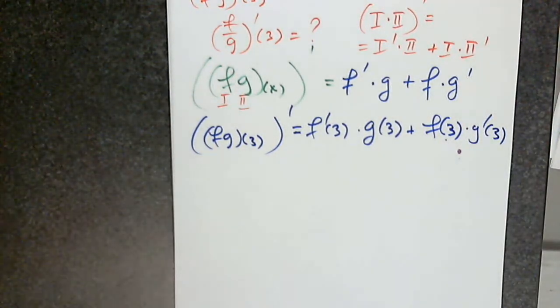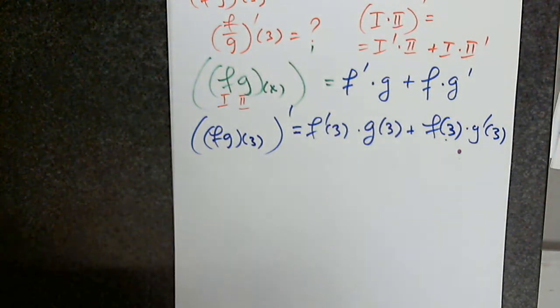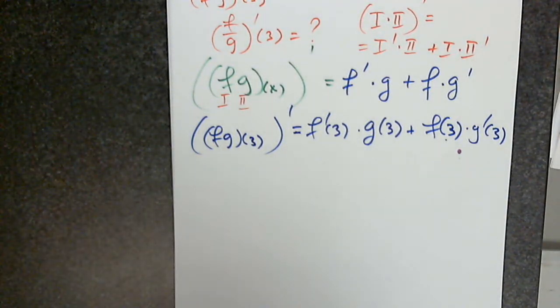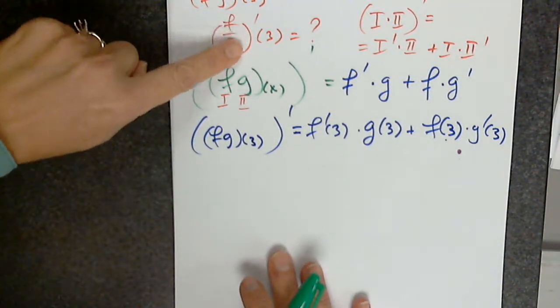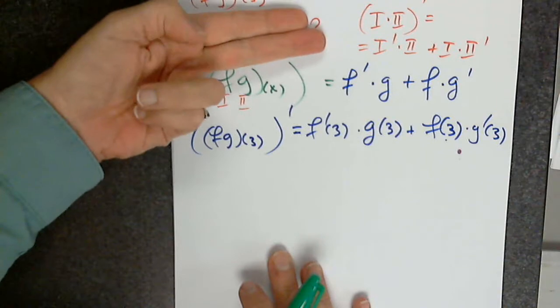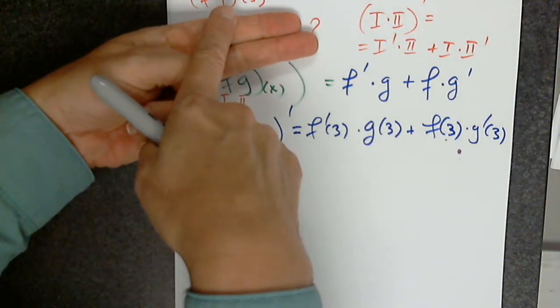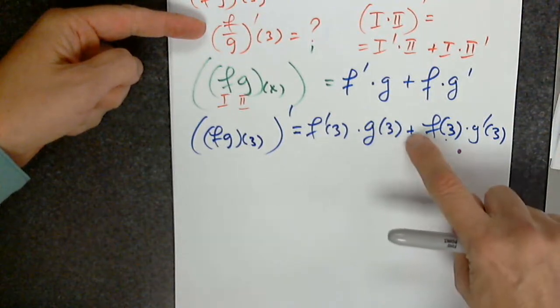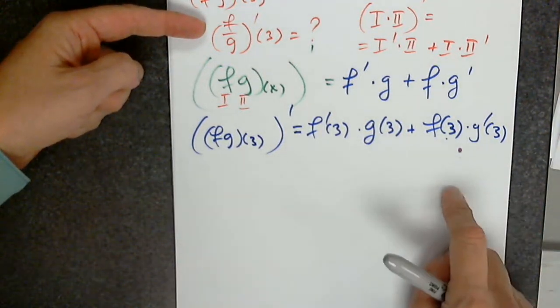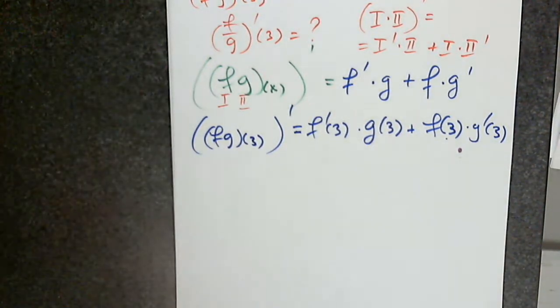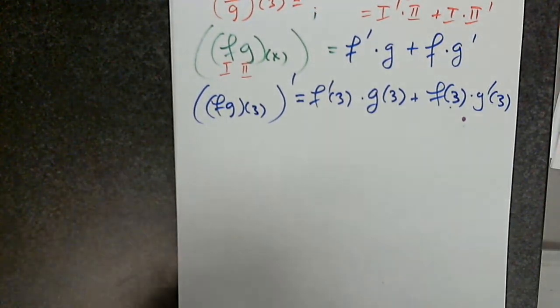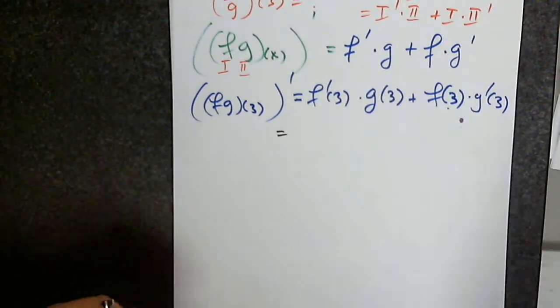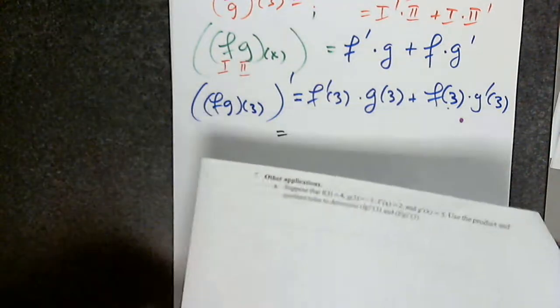Excellent. Very good. In the ratio, but this is the product. I haven't gotten to this one yet. I'm working on that one first. When I get to this one, yes, I will have the denominator, I will have minus here, and I will have over g squared of 3. Completely agree. Okay, so now I go back to the problem.